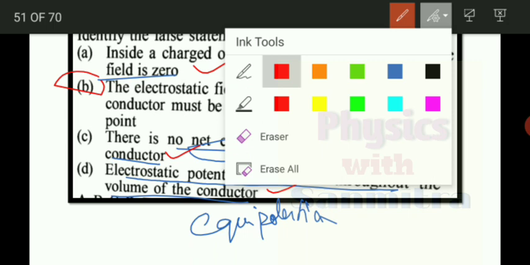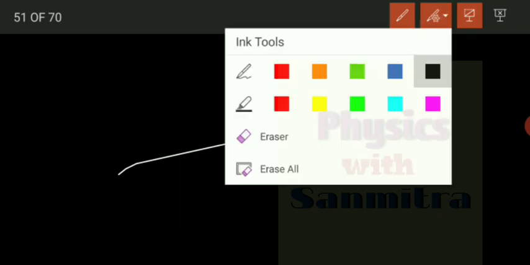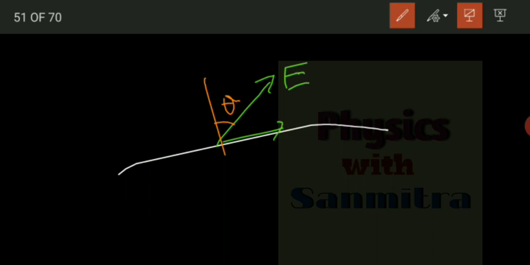So let's examine the surface of the conductor. This is the surface of the conductor, and let's take the electric field E at some angle, and this is my theta. If I break it into components, this is my E sin theta and this is my E cos theta.